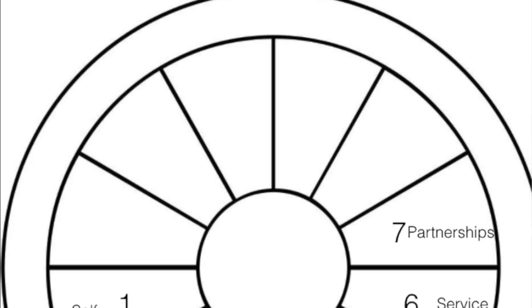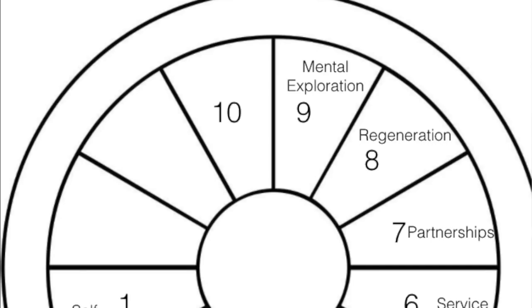The 8th house is ruled by Scorpio and has to do with regeneration. The 9th house is ruled by Sagittarius and has to do with mental exploration. The 10th house is Capricorn and has to do with career. The 11th house is Aquarius and has to do with hopes. And the 12th house is Pisces and it has to do with self-undoing. Like a tongue twister for me.